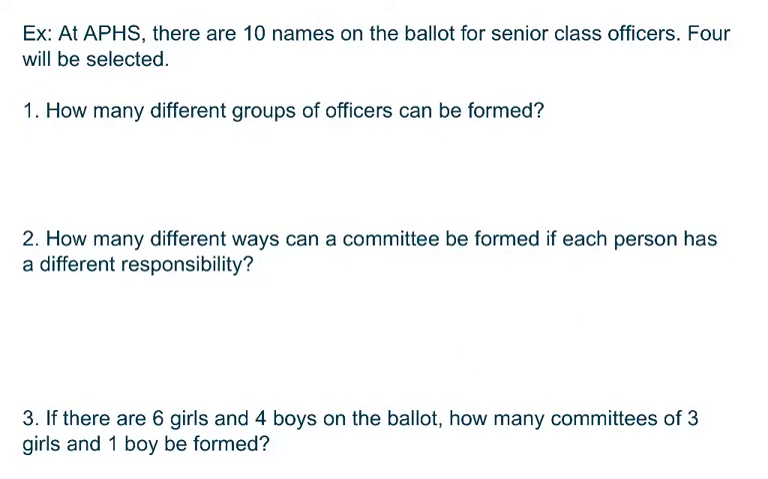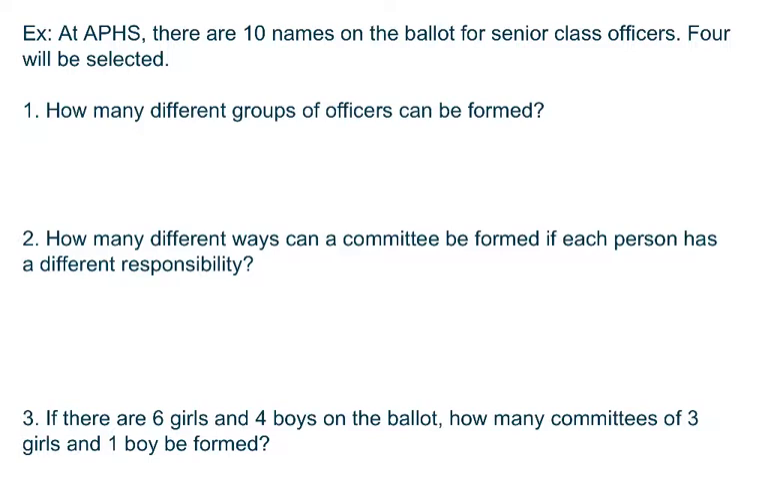I've got one more example here. At AP High School, there are 10 names on the ballot for senior class officers. Now, whether that's true or not, I don't know. I just tried to make it a little more applicable to us. At APHS, there are 10 names on the ballot for senior class officers. 4 will be selected. So number 1, how many different groups of officers can be formed?